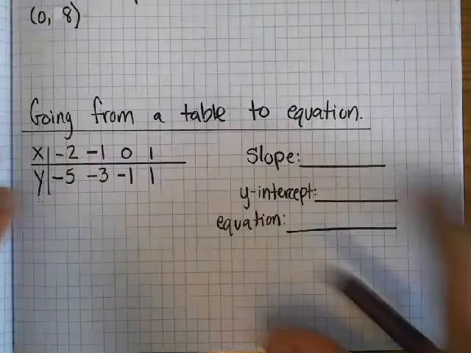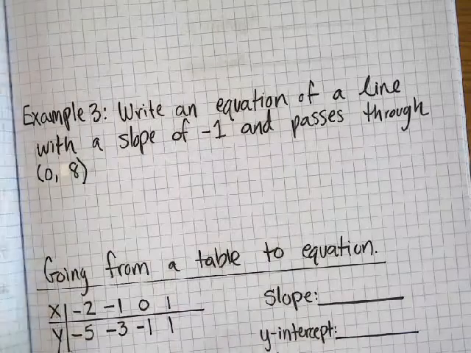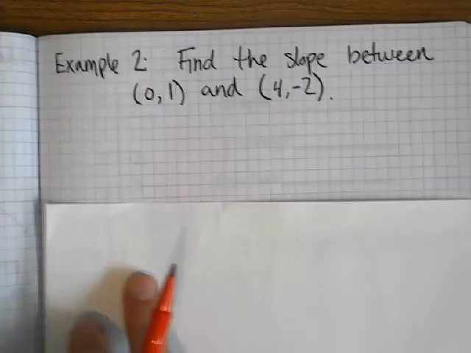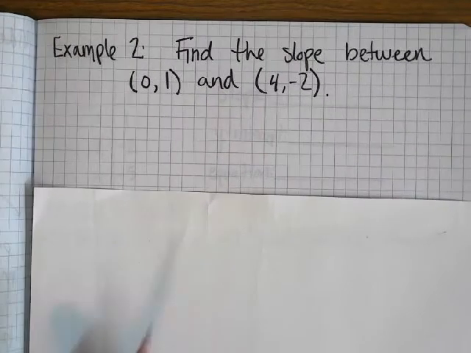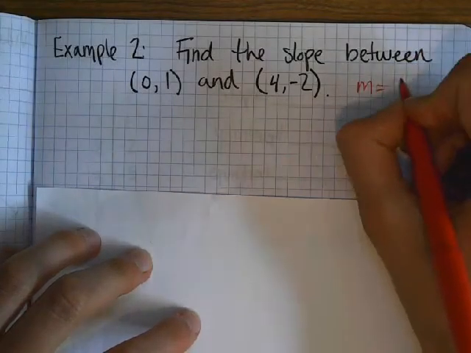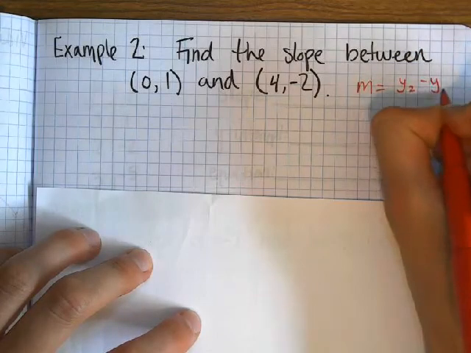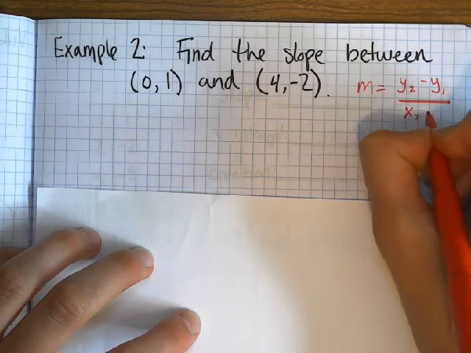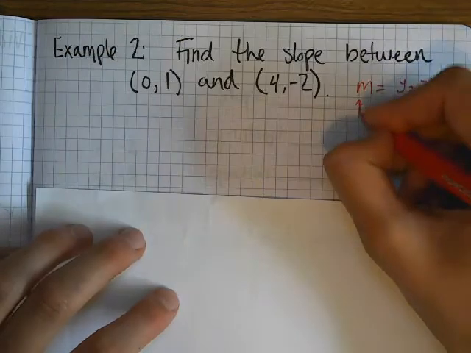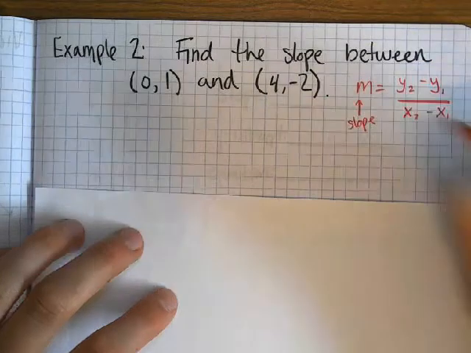Okay. Sometimes we won't have an equation. Maybe we might just have two points. Okay, and if we just have 2 points, that's where we're going to use that formula for slope. So remember, y2 minus y1 over x2 minus x1. Okay, remember, that's our slope.